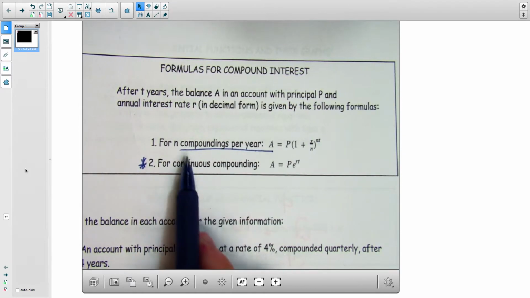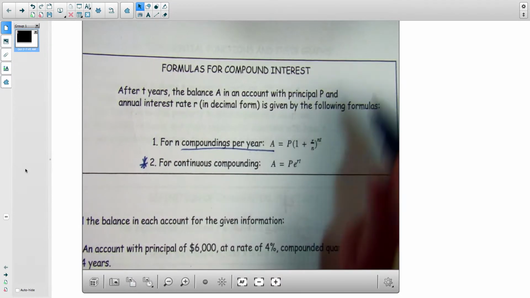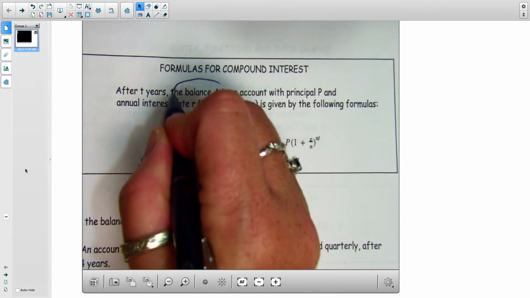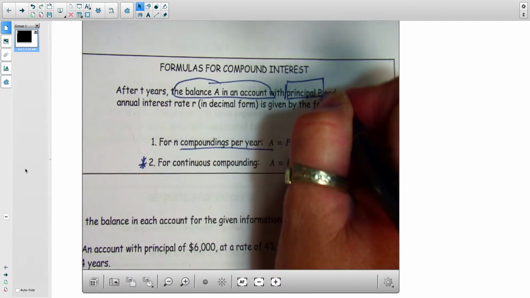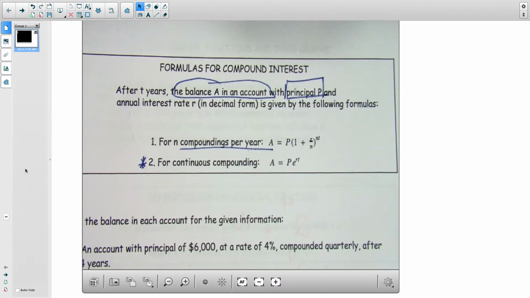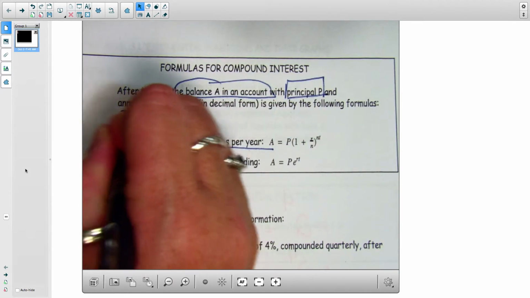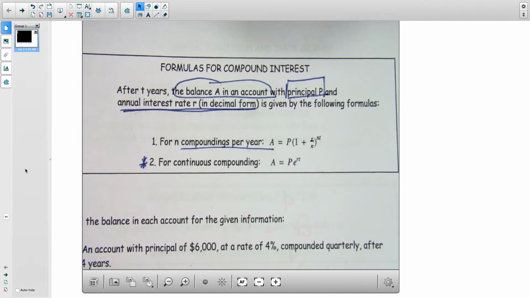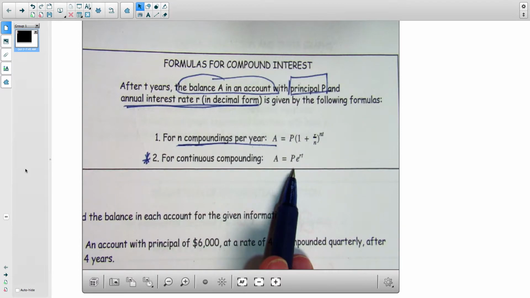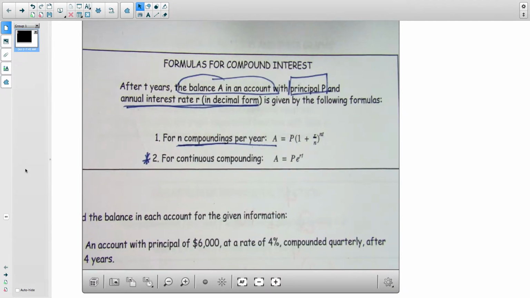So in this formula for n compoundings per year, A is the balance in your account. P is the principal, how much you put in that account. R is the interest rate in decimal form. And N is how many times they're going to compound it. For a continuous compounding, right here's that E we talked about. E raised to the RT, times the principal.